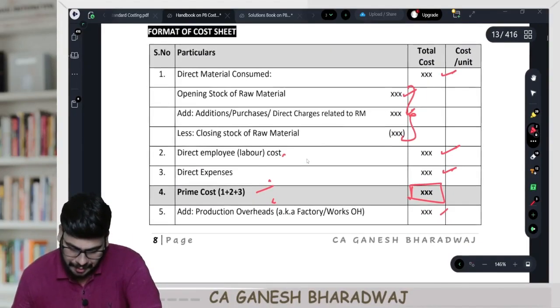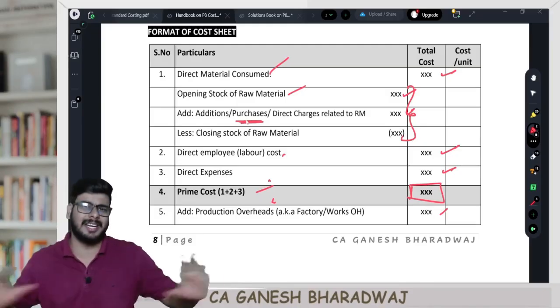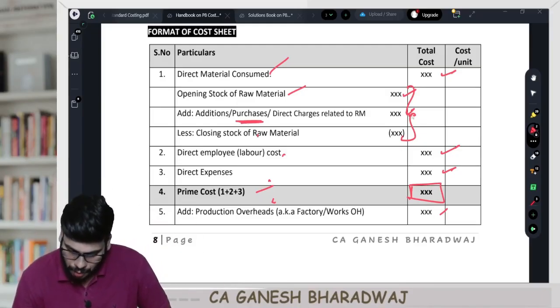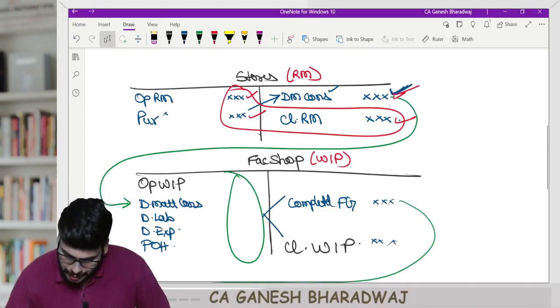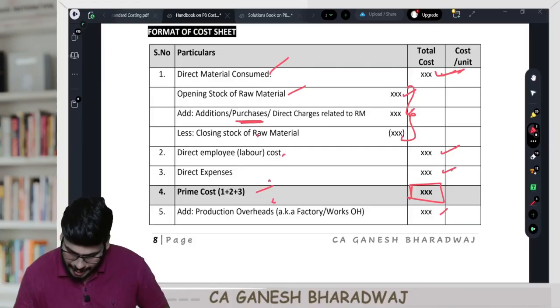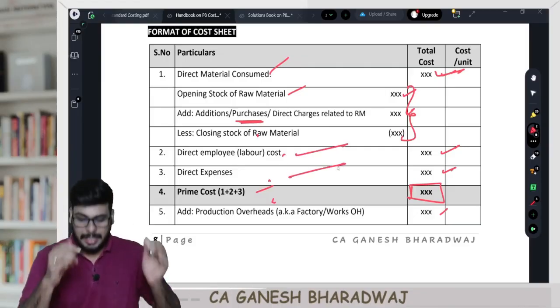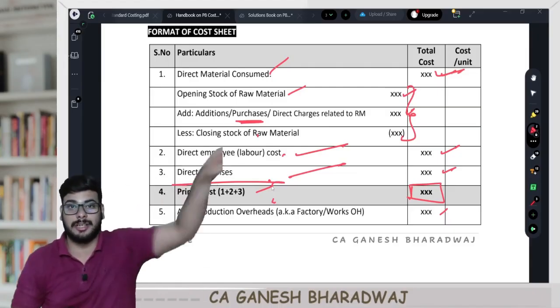Look at this. They have calculated direct material consumed. How have they calculated? Opening stock of raw material plus purchase or any other expenses related to purchase of raw material, minus closing stock. If you adjust these three, you will get direct materials consumed. Now on top of this, what have they said? Add direct labor, add direct expense. The sum total of these three is called prime cost. I told you, direct cost incurred inside the factory.